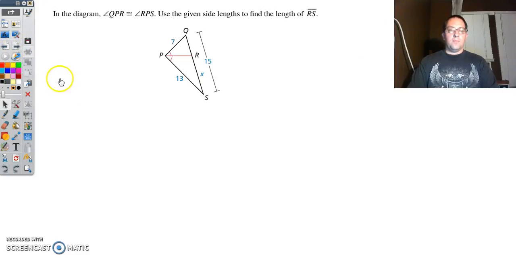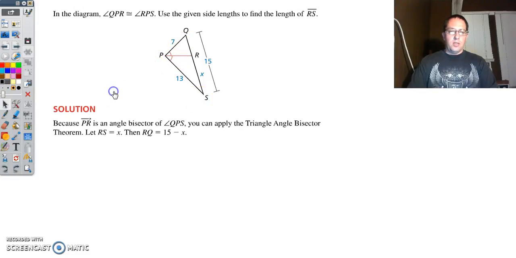So let's take a look at this. Here we have angle QPR congruent to angle RPS. So since these angles are congruent, that means that ray PR is bisecting the angle. And we want to find the length of RS. So we want to find the length of just this little piece right here. Now, what we have that's proportional, we have QR is proportional to RS, and QP proportional to PS.